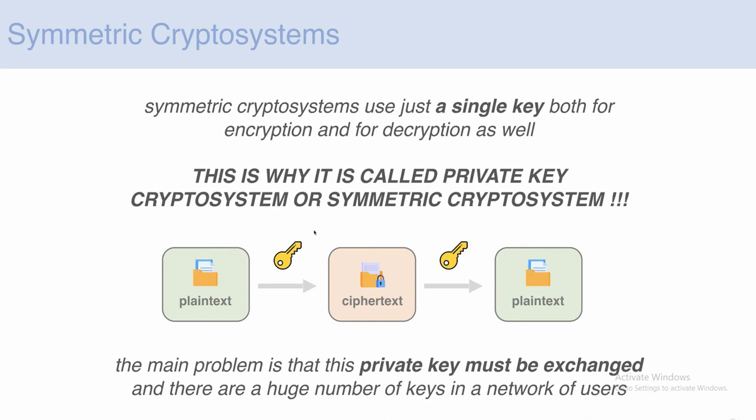This is why we can use different keys for encryption and for decryption, and this is how we can reduce the number of keys in the network. And this is exactly what happens with cryptocurrencies.